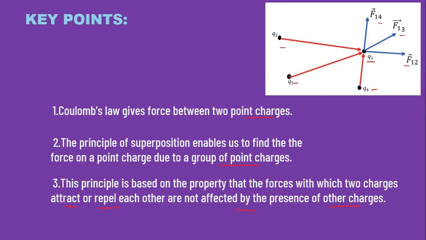Let's see it again. That means F12 will not be affected by the presence of other charges, that is Q3 and Q4, whatever be their magnitude or sign. Similarly, F13 will be unaffected by the presence of other charges, that are Q2 and Q4. Similarly, F14 will not be affected by the presence of Q3 or Q2. So, these are the key points.